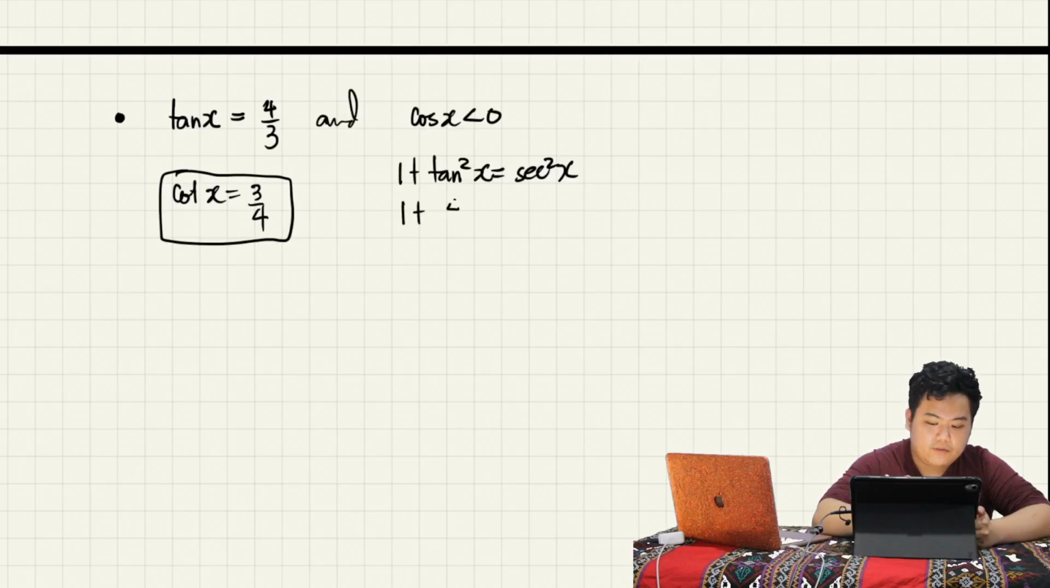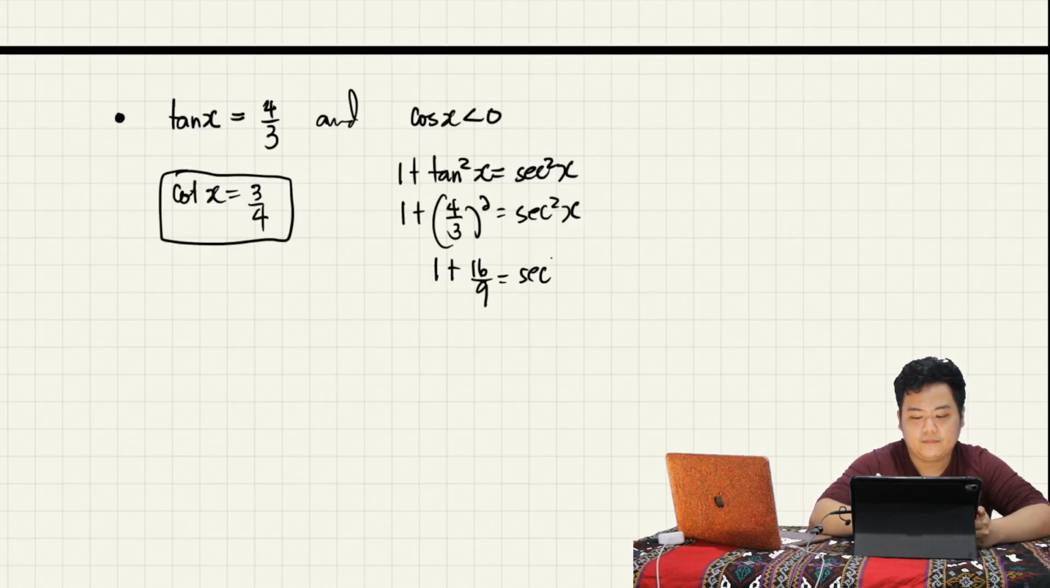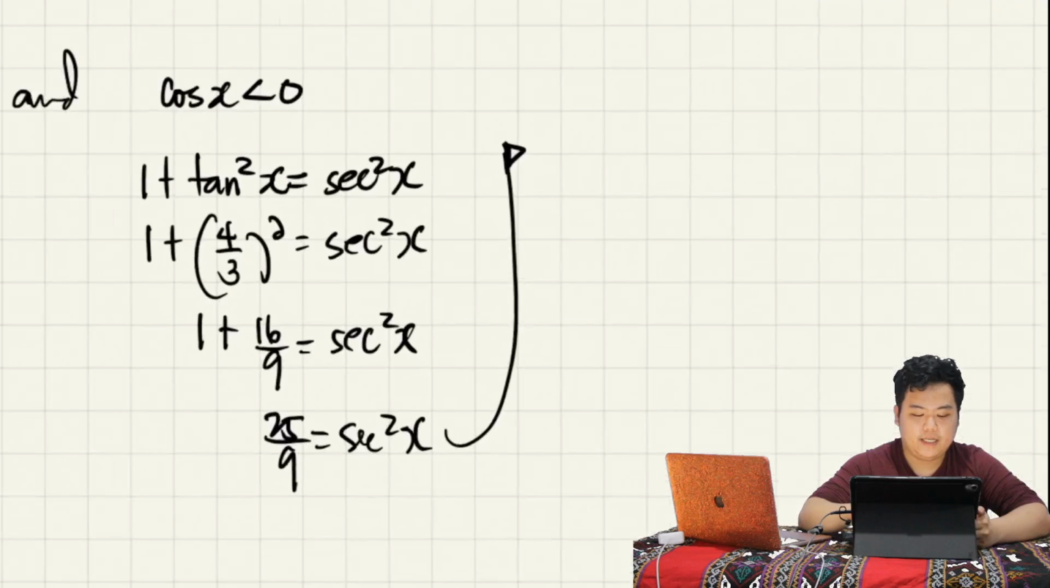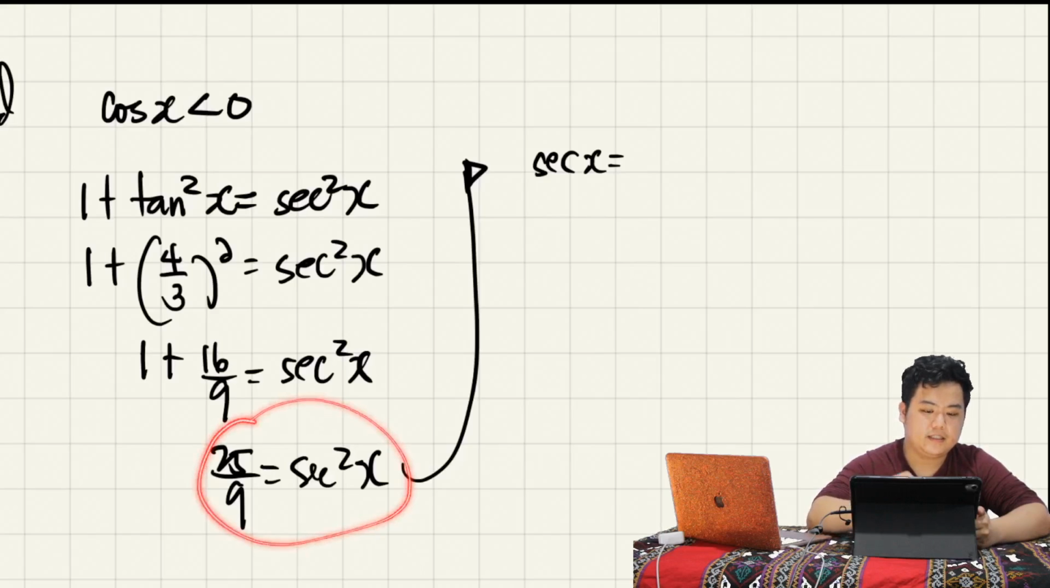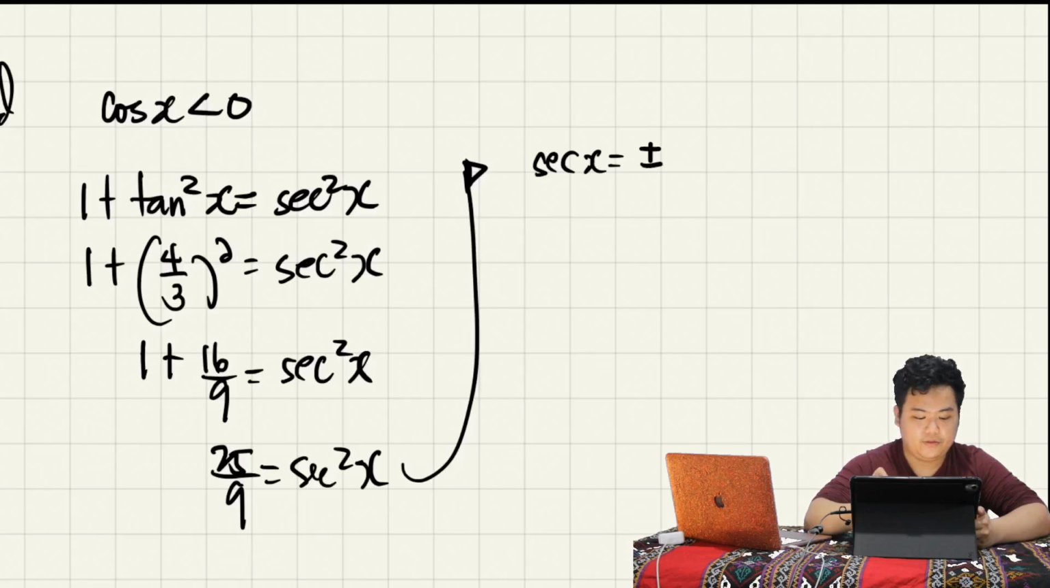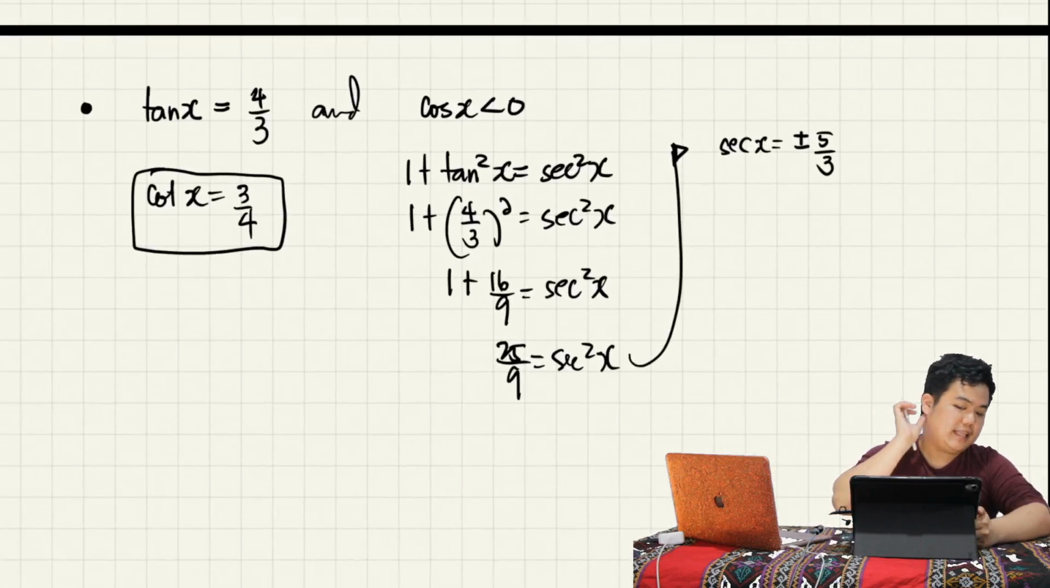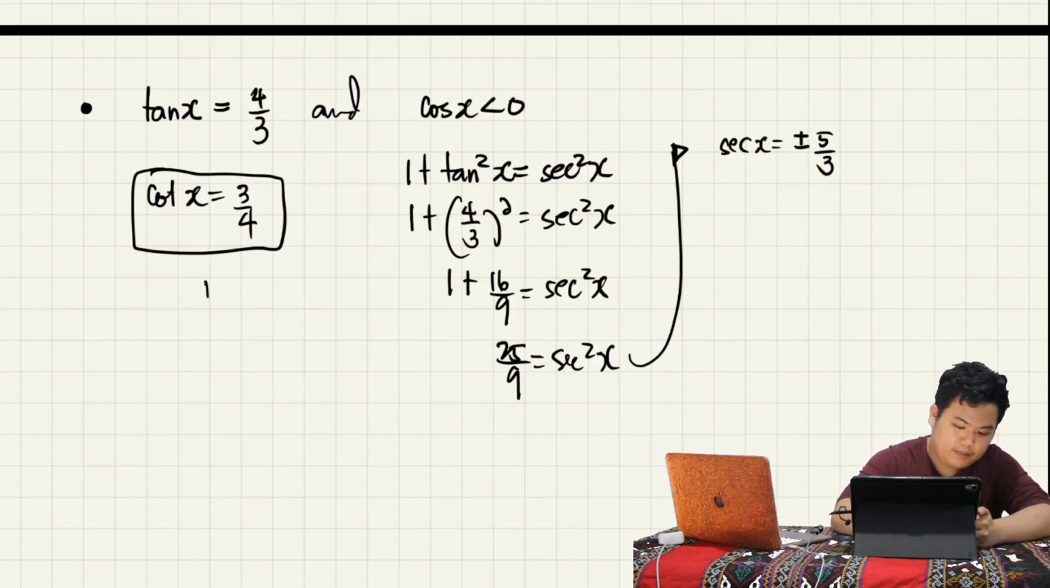So, 1 plus (4/3) square equals secant square. 1 plus 16 over 9. So, 25 over 9 is secant square. So, ano mangyayari dito? Secant x is, take the square root of both sides, either plus or minus 5 over 3. So, we have to choose 1. Kailangan malaman natin yung quadrant ni P of x. Malalaman natin yan using all syntacos.